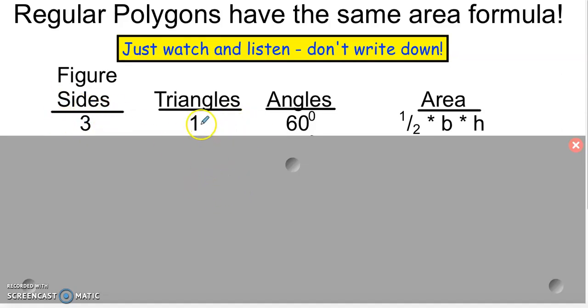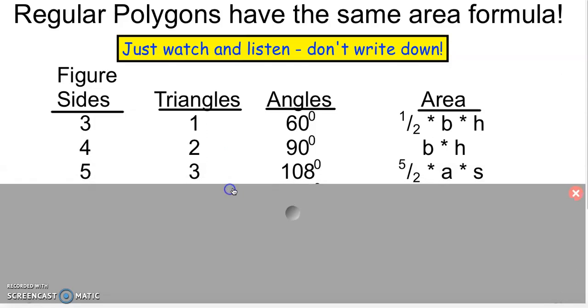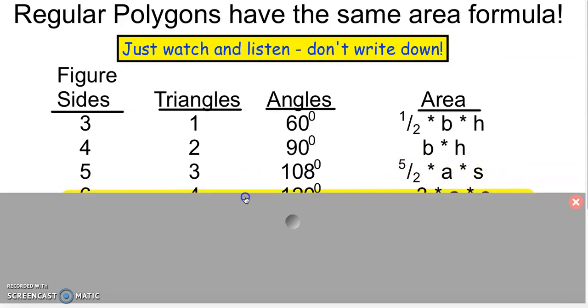So if I've got a triangle, the formula for a triangle is 1/2 base times height. So that's the formula for finding the area of a triangle. For finding a four-sided figure or a quadrilateral, it would just be base times height. Or if you have a square, you would have side times side. If I've got a five-sided figure, the formula gets funky. So this now becomes 5/2 times a letter A times a letter S, which, gosh, I wonder what that means.